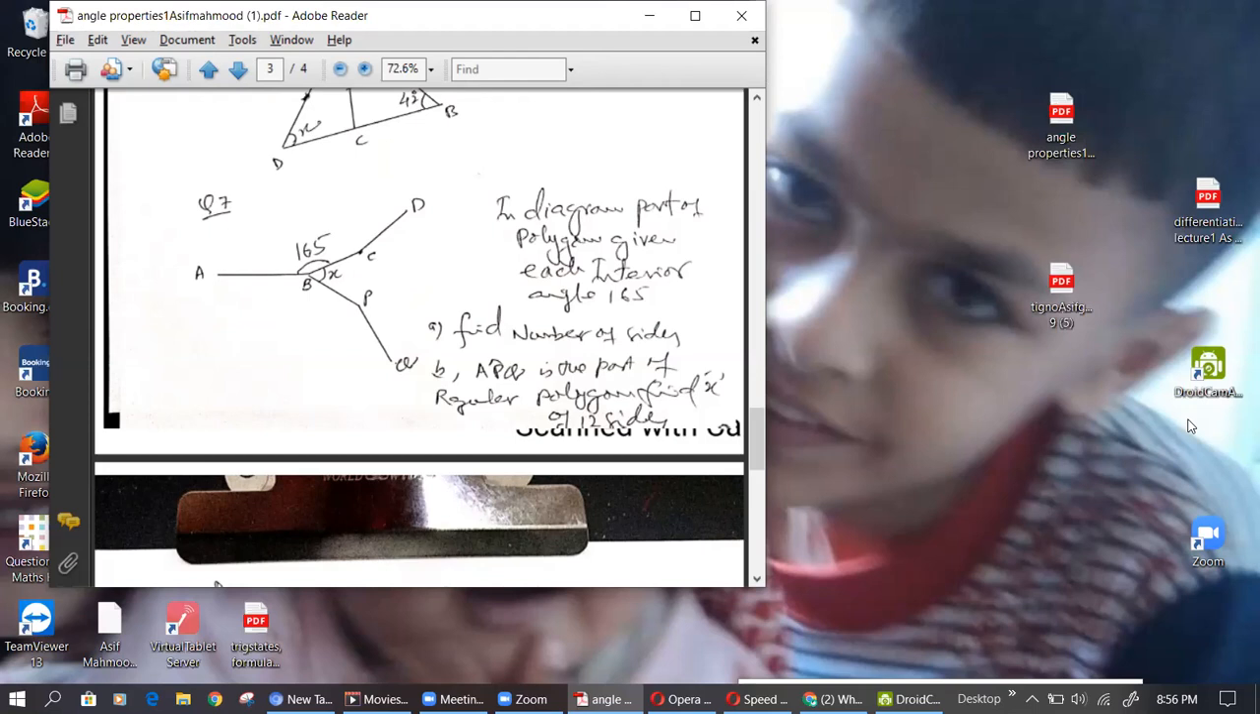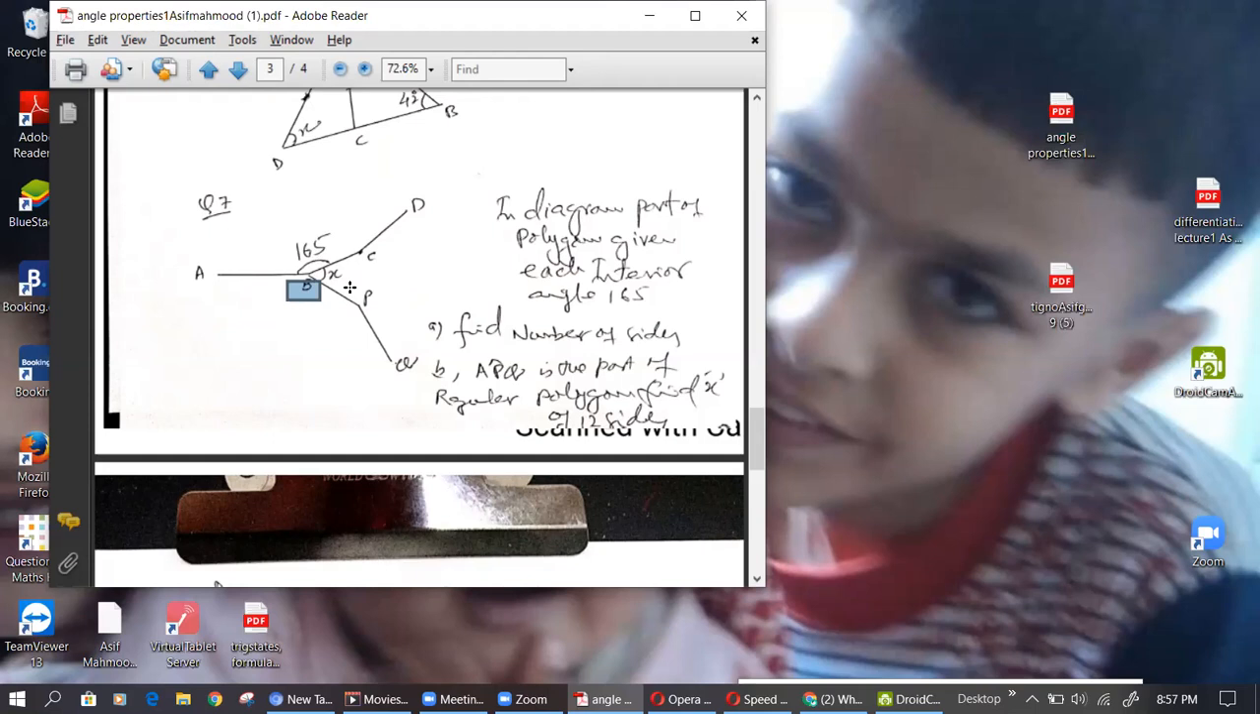So this one is also 150. The exterior angle of this polygon is 30, so you subtract from 180 and you get 150. So this angle is also 150, right? Now how will you find this X?